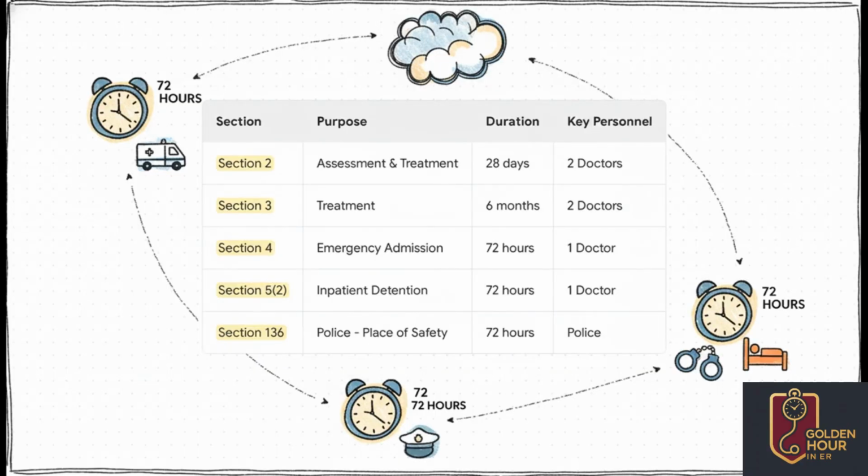Now, I know this table looks a bit scary, but there's a really simple trick for remembering this for the exam. Just look at the emergency sections, Section 4, Section 5.2, and Section 136, which is the one the police use. What do they all have in common? They all last for 72 hours. If you just group them in your head like that, it's so much easier to remember under pressure.